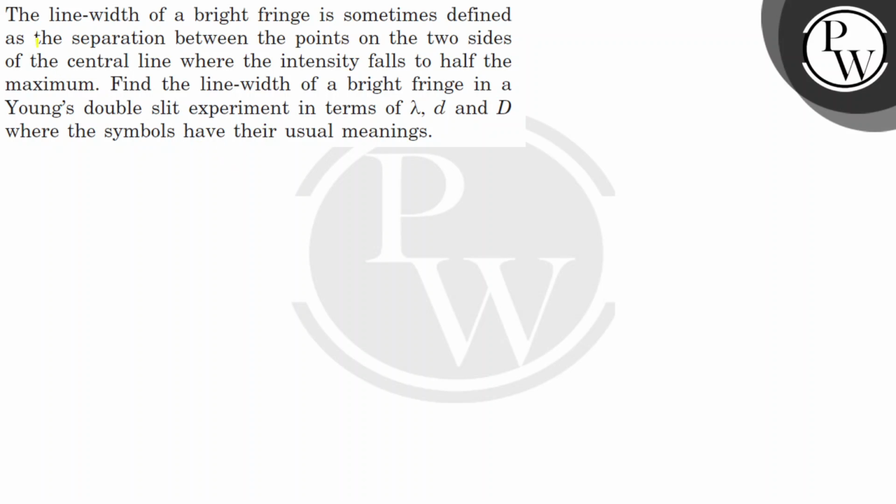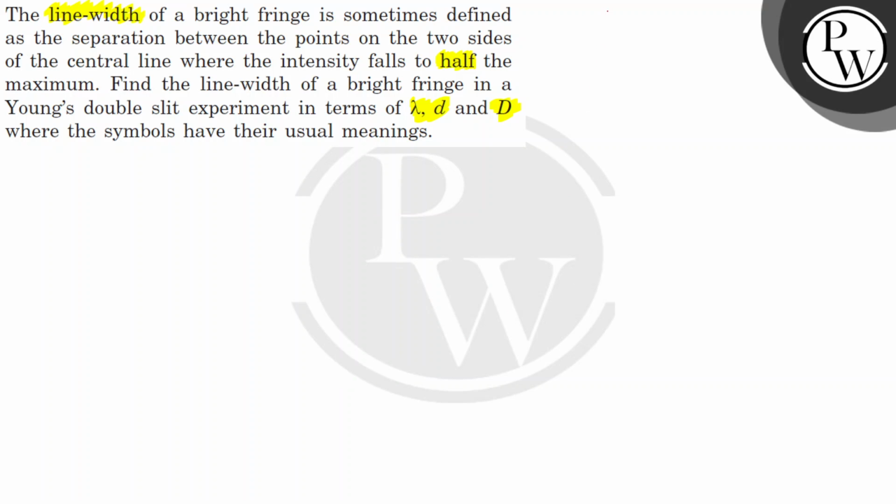हेलो बच्चों, लेट्स रीड दिस क्वेश्चन। The line width of a bright fringe is sometimes defined as a separation between points on the two sides of a central line where the intensity falls to the half of the maximum. तो ये जो line width है, according to these people, जो हमारा YDSE experiment में central point होता है, वहां से the distance, two times the distance where the intensity falls to the half of the maximum. So they're asking us to find the line width of a bright fringe in a YDSE experiment in terms of lambda, small d and capital D, where the symbols have their usual meanings.